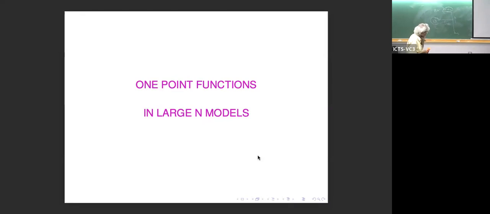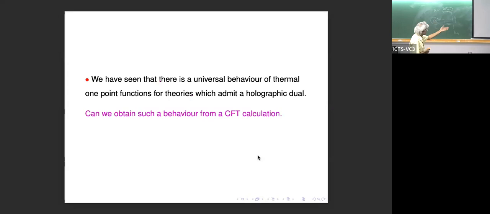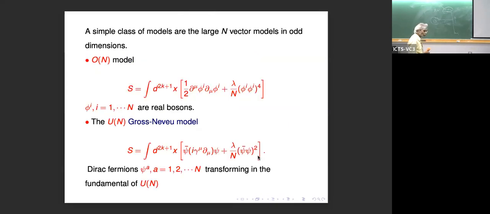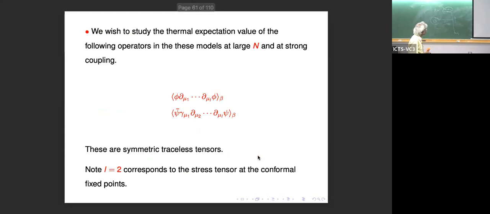Now in CFT, the thing is that, of course, there are very few solvable models, and we straight away went to these large N O(N) models and so on. So we saw there is a sort of universal feature in this 1-point function, and can we see this in CFT? And the 1-point functions, as we saw, are due to this higher derivative term, and therefore we need at least the first order correction in 't Hooft coupling, but let us see at large N and large coupling, whether we can see any features at all. Now, the class of models we studied is the O(N) model and the Gross-Neveu model. So these two models. And we are not studying primaries, but these higher spin objects.